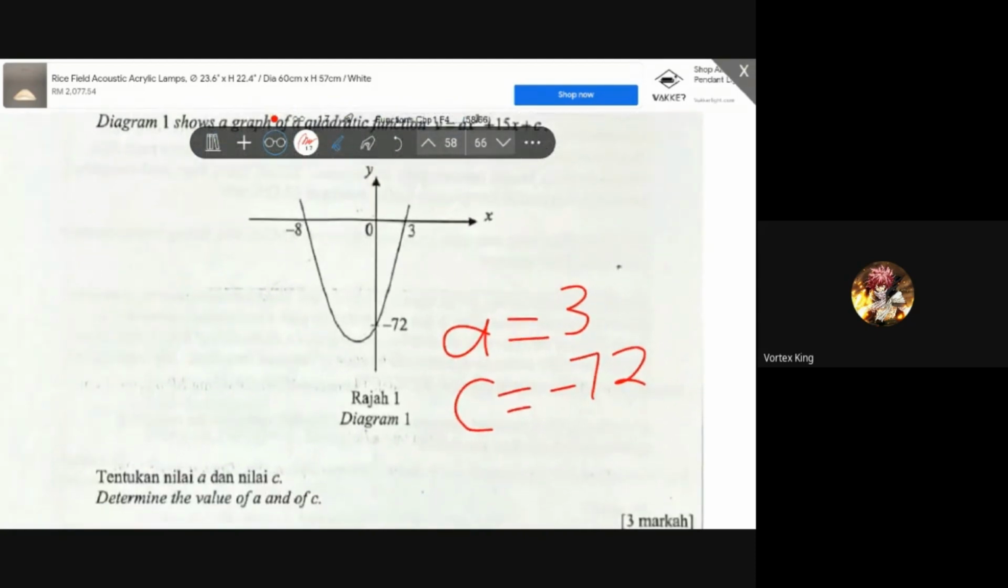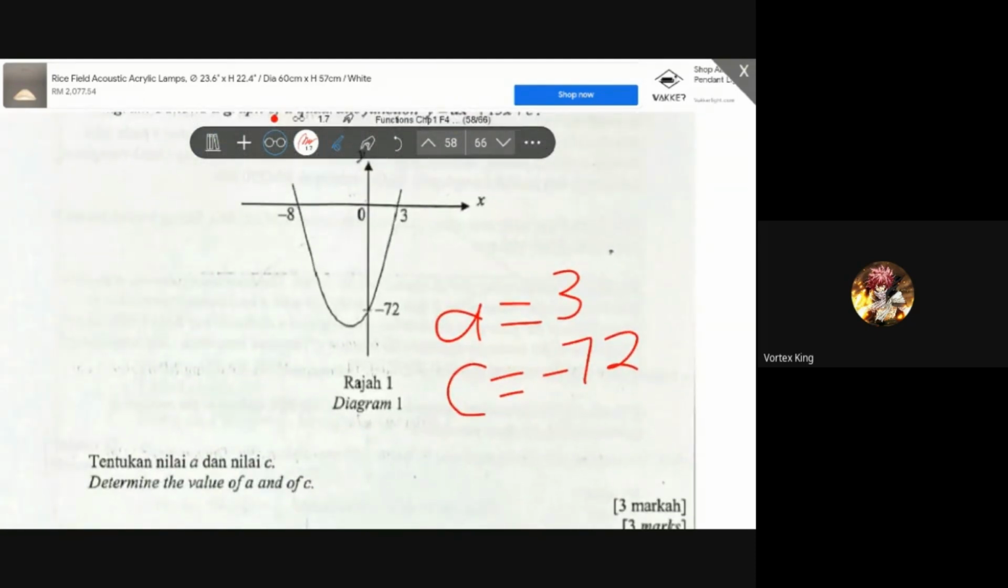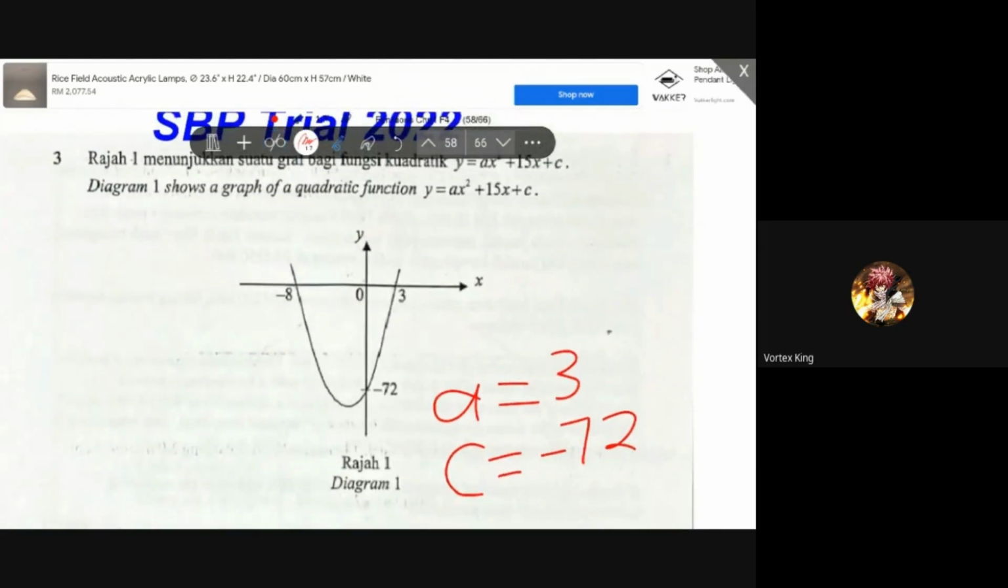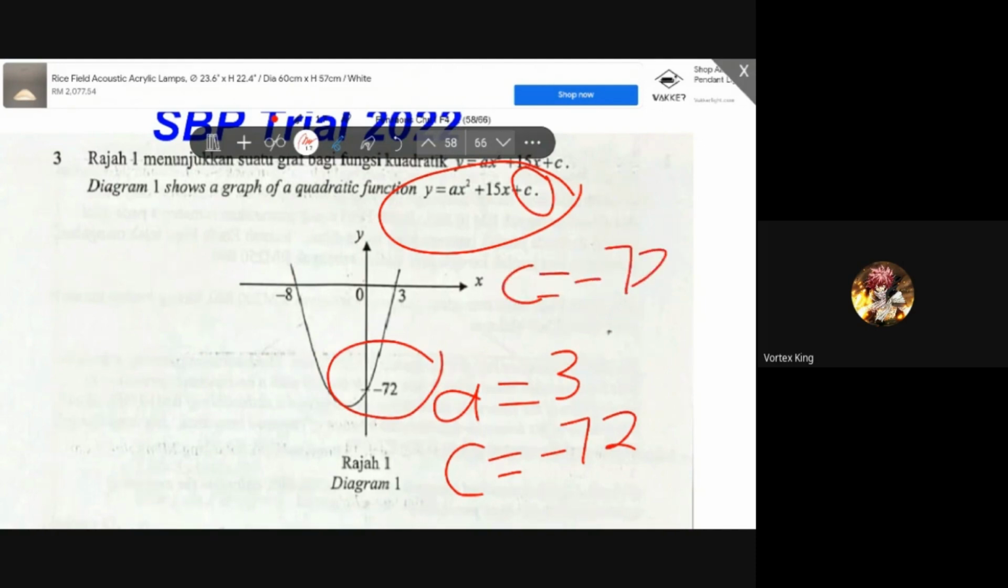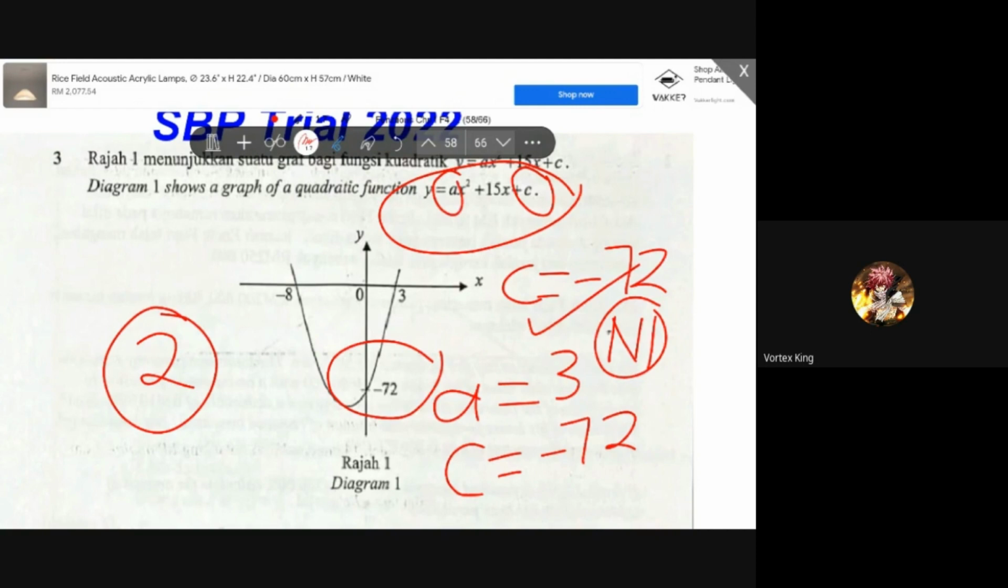Just now someone asked a question earlier, I'm confused. Let me explain. So this is the equation, right? Now, how to find the C value, you can already find. Kamu boleh dapatkan nilai C daripada graph terus. No need for any working. You can straight away write C is negative 72. You already get 1 mark here. So it's 3 marks, right? So 2 more marks, how? That is from your A value.